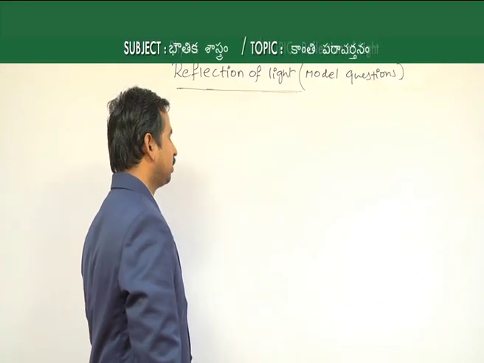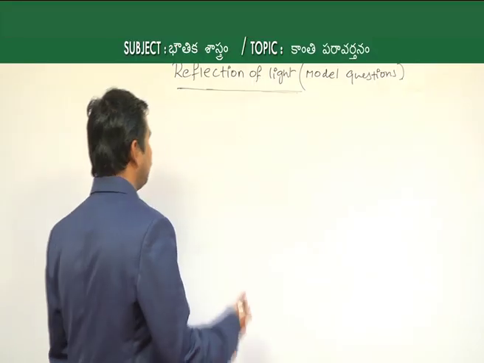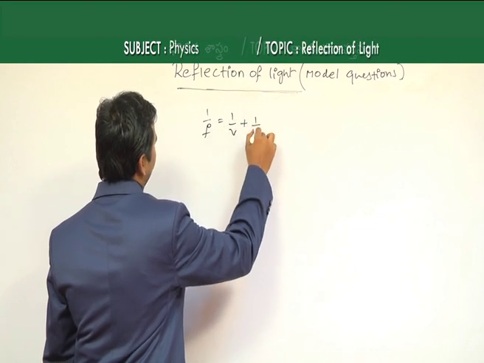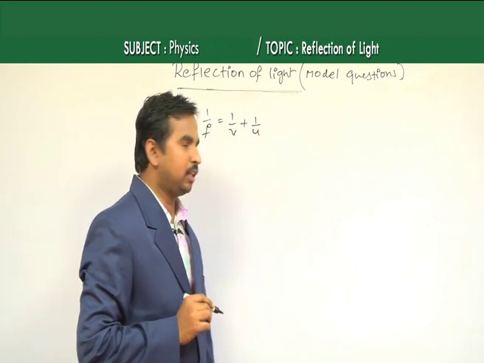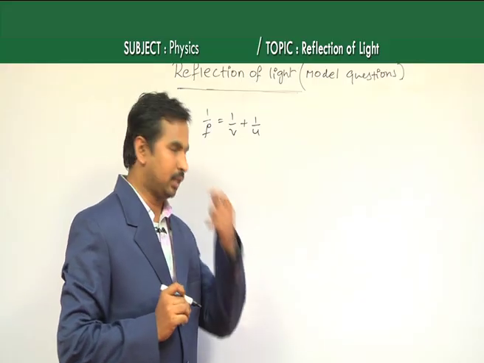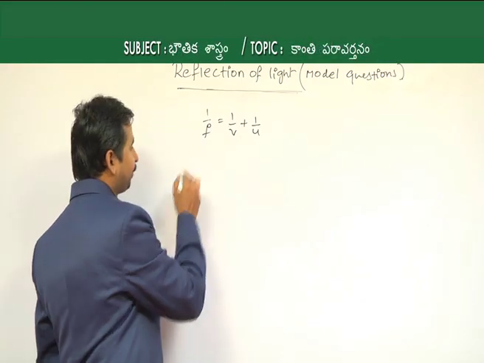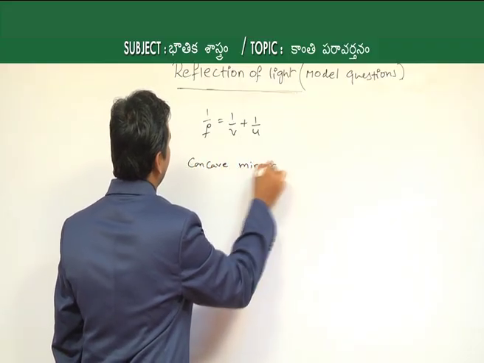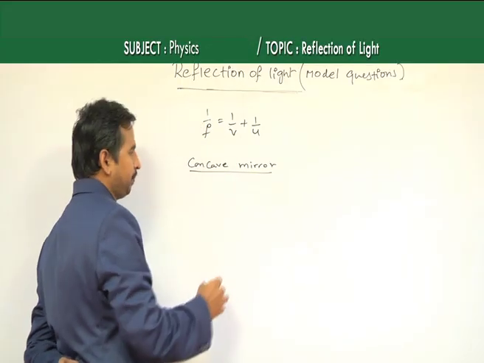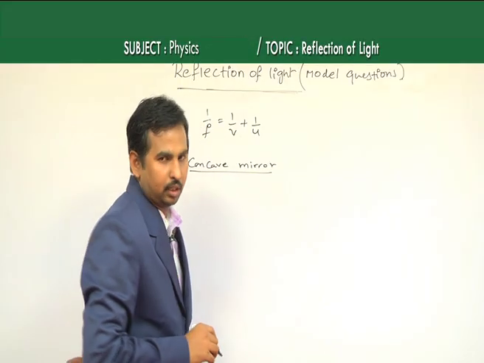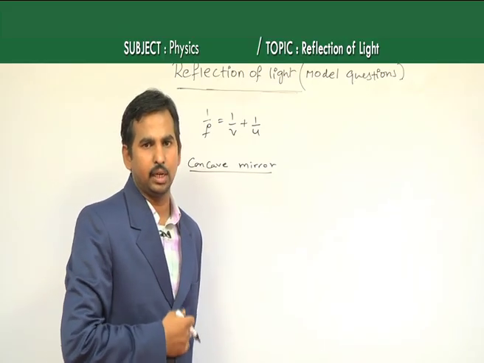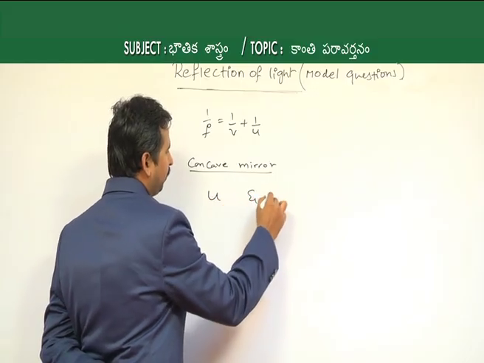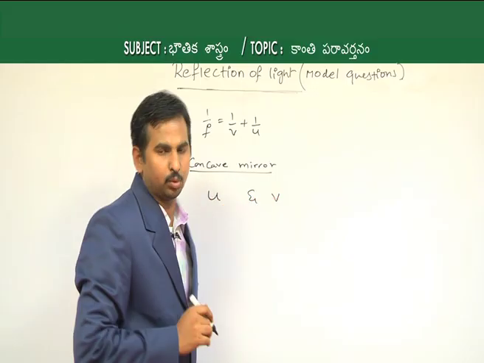So when it comes to spherical mirrors, the spherical mirror formula is 1 by f is equal to 1 by v plus 1 by u. If you take the case of a concave mirror, whenever the object is coming closer, then gradually the image distance increases, which means the u value and v value are inversely related to each other.